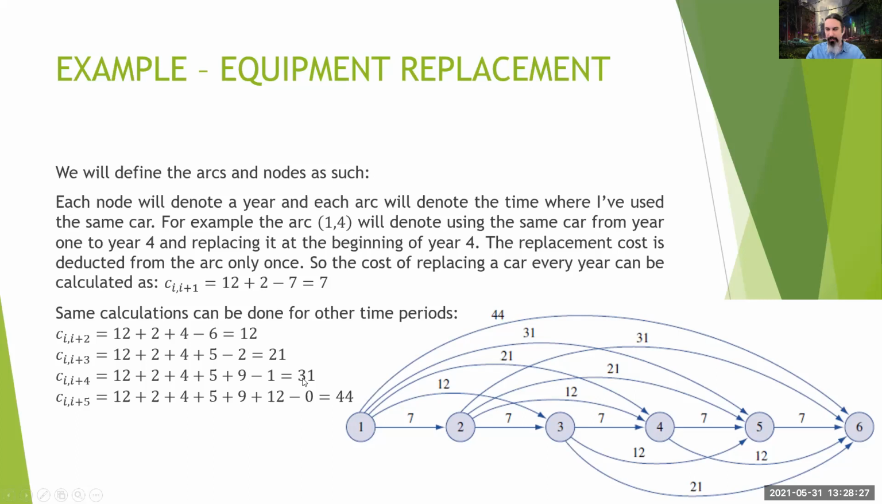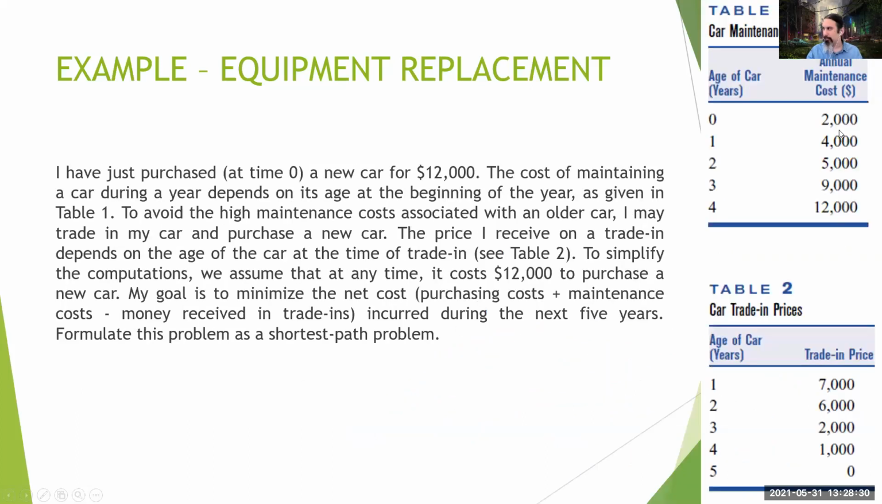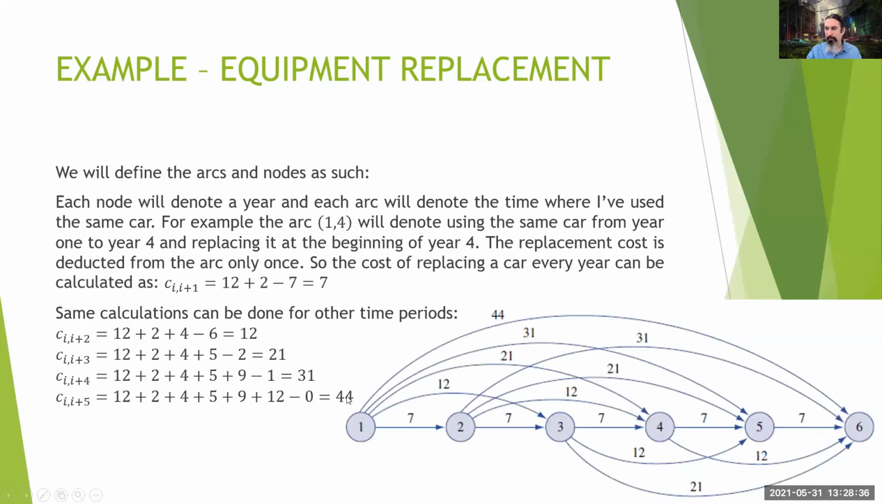What if I kept it for 5 years, all the time? Buying it for 12, maintenance is 2, 4, 5, 9, 12, and selling it for 0 anyway. So this is what I get as a cost, 44 for 5 years. So from 1 to 2, 7, from 2 to 3, 7, from 3 to 4, 7, 4 to 5, 7, 5 to 6, all 7s, because this is the cost of keeping it for 1 year. For keeping it 2 years, from 1 to 3, 12, 2 to 4, 12, 3 to 5, 12, and 4 to 6, 12. Again, the cost is 12. For 3 years, 1 to 4, 21, 2 to 5, 21, 3 to 6, 21. For 4 years, 31.